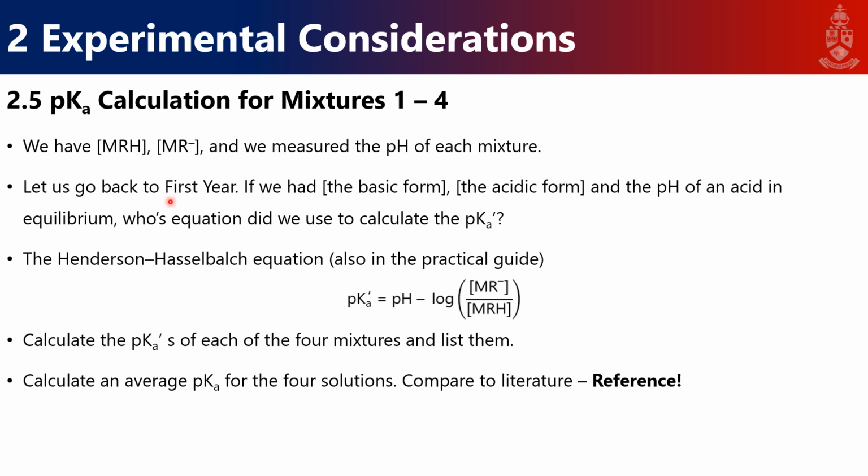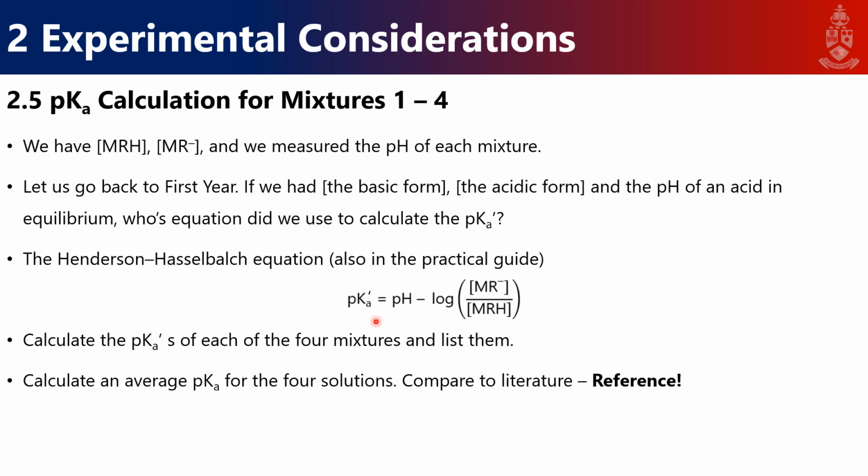And if we take ourselves back to first year, glorious first year, when we had our youth and whatnot, we remember that if we were given the concentration of something in its basic form and the concentration of its acidic form, and we were given the pH, we could use the Henderson-Hasselbalch equation to calculate the pKa for that solution. In other words, we have 4 mixtures and we can calculate 4 pKa values, or technically pKa prime values. Remember, you can read the practical guide on exactly why I use the prime notation versus just the normal pKa notation, the activities and whatnot.